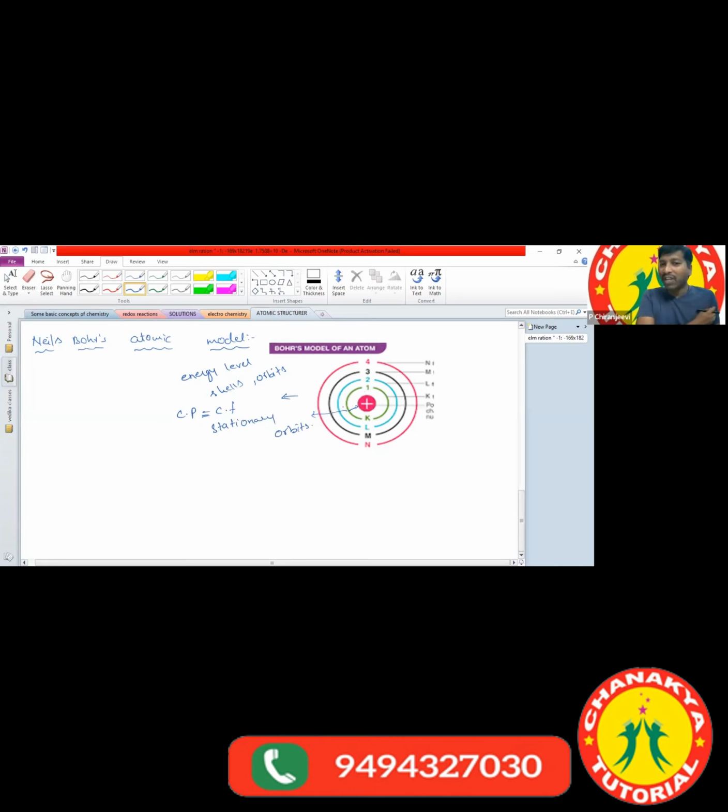Now we have the clarity. A stationary orbit means the electron energy levels are not losing energy and not gaining energy. That we call a stationary orbit.